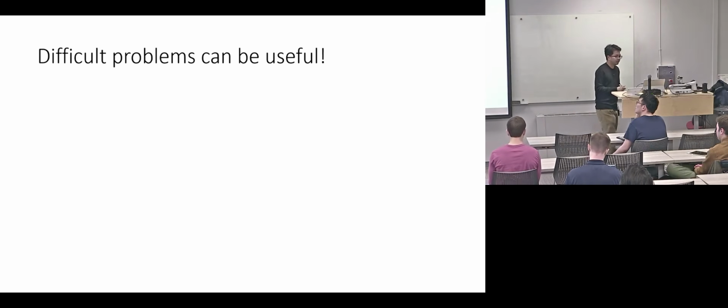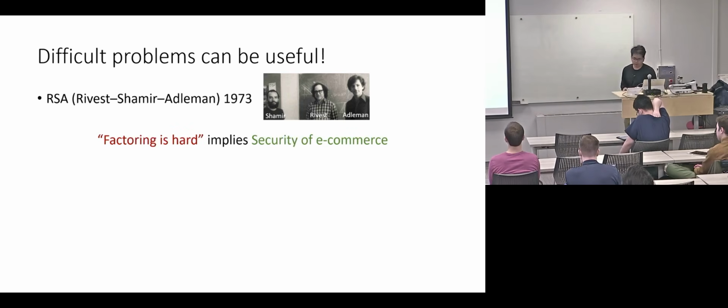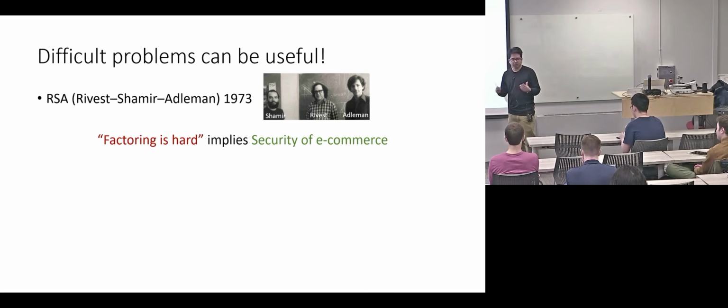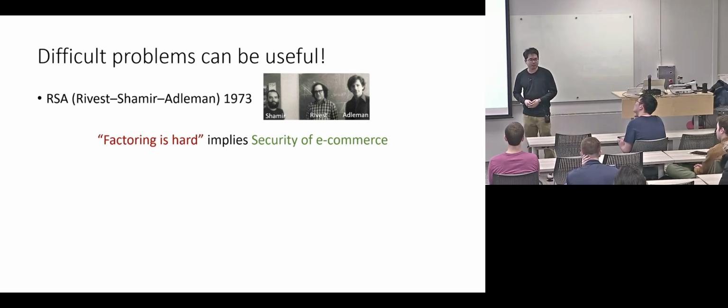So what happened is that Rivest, Shamir, and Adleman, like 50 years ago now, actually showed something like this. That is, if factorization is hard, then you can use it to get security of the internet. If you took 376, you learned that RSA gives you a public key cryptography system, and that is basically the reason why you can do e-commerce security, right? So that's a great thing.